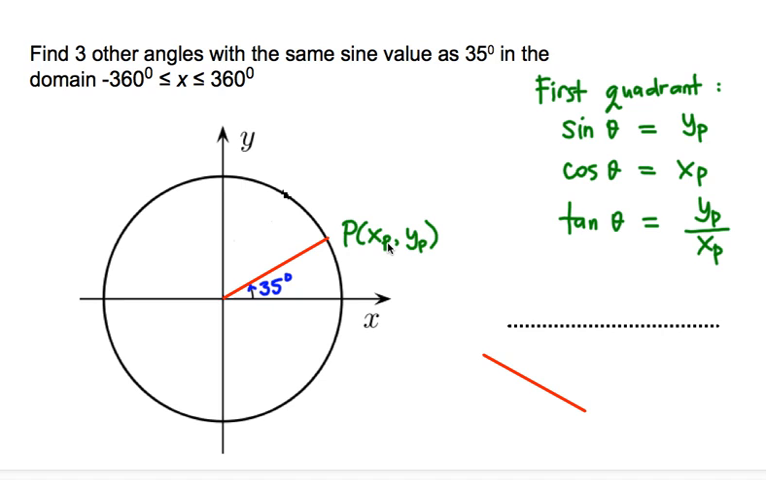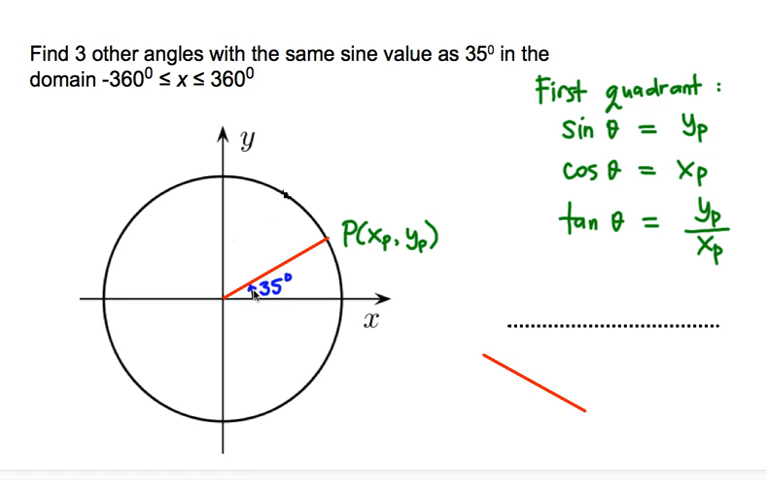In this question, you are supposed to find 3 other angles with the same sine value as 35 degrees in the domain of negative 360 degrees to 360 degrees positive. As we have established before, the way we measure our angle is always starting from the x positive axis. And for positive angle, we measure counterclockwise.